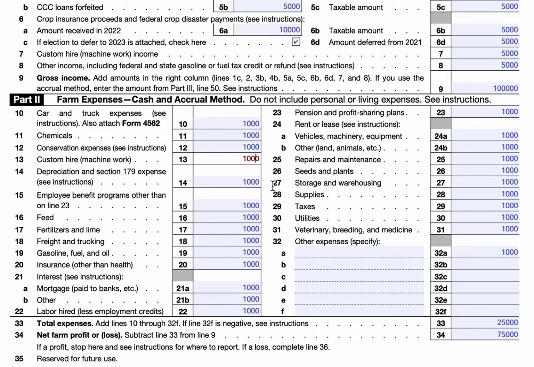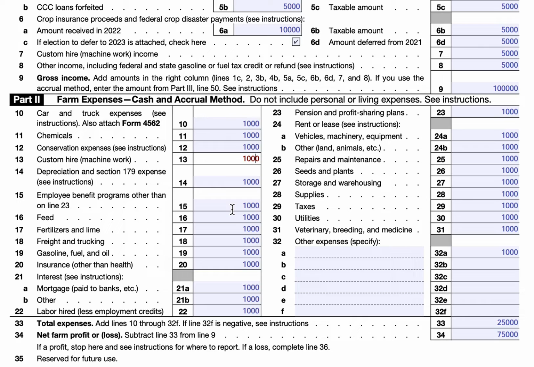Line 14, depreciation and section 179 expense. So you can depreciate certain things like buildings, improvements, cars, trucks. So there's an entire separate form, IRS Form 4562, that breaks down depreciation. You can also use section 179 as an expense method where certain items of business property that you put into use, you can expense some or all of that cost in the year that you put it into service. And you would make that election again on IRS Form 4562.